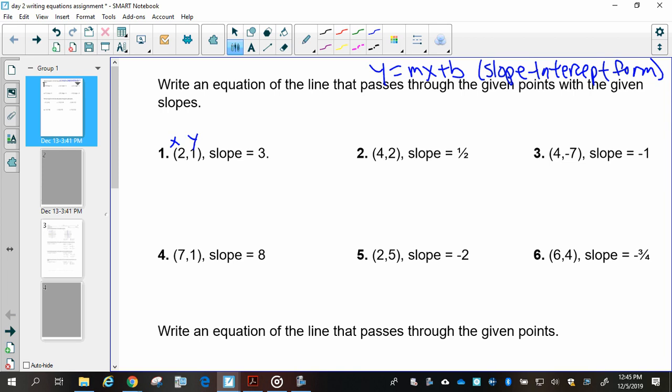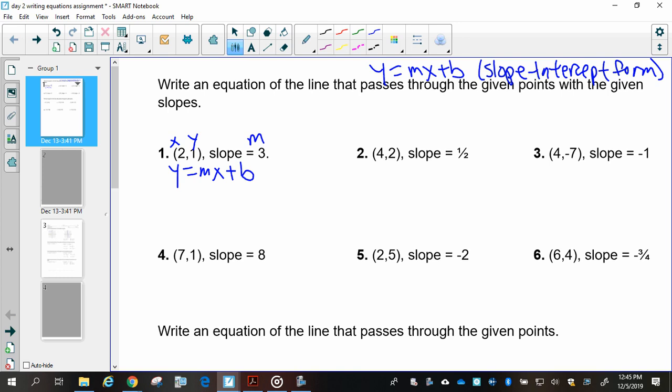What's the variable for slope? M. So here we have x, we have y, we have m. The only thing we're missing is b. So we are going to use this equation to find b.